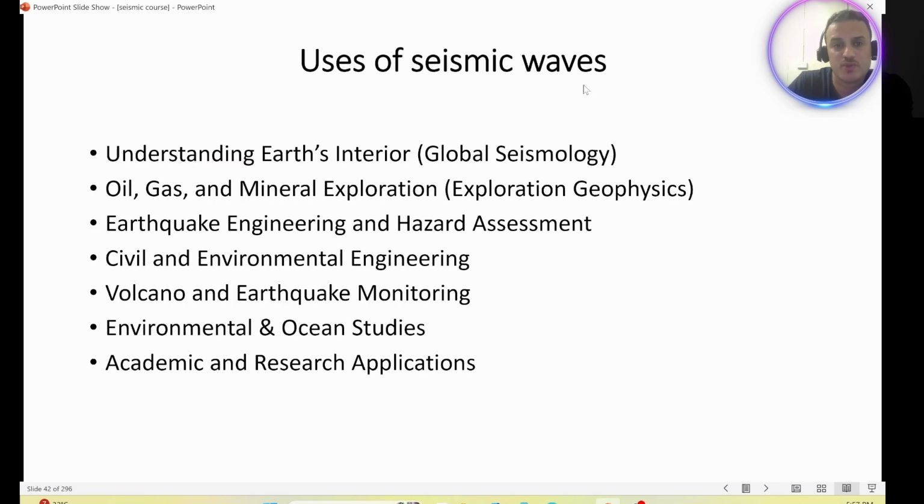Okay, so seismic waves are used in understanding the Earth's interior, global seismology, natural earthquakes like plate tectonics, oil and gas exploration, earthquake engineering and hazard assessment, civil and environmental engineering, volcanic and earthquake monitoring, environmental and ocean studies, and also for academic and research applications.